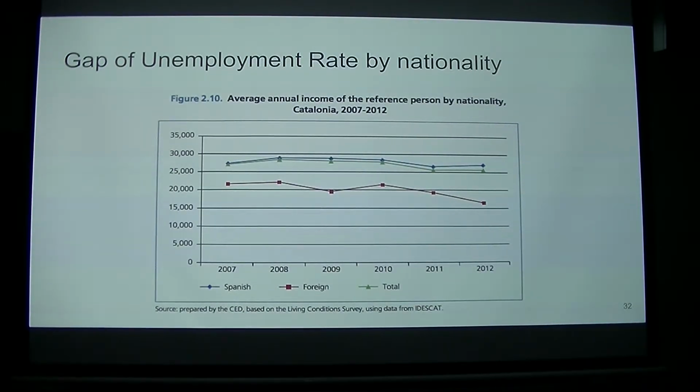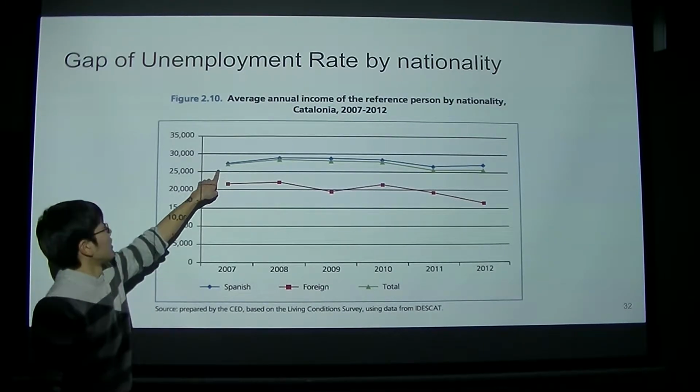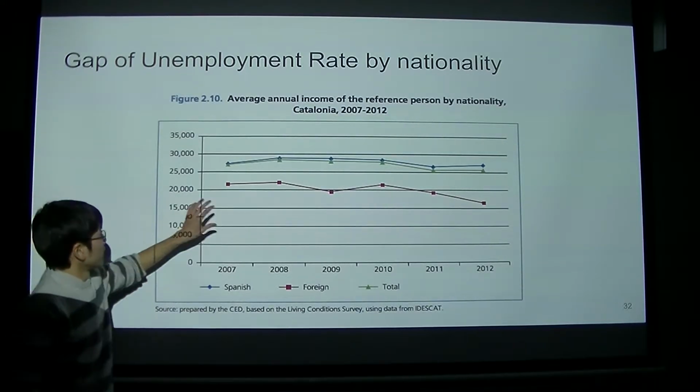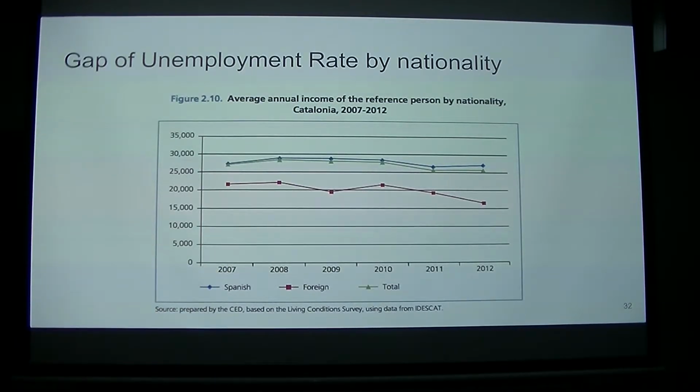This is not the unemployment rate, but income level. The blue is Spanish, and this is the average annual income of the reference person by nationality. So per person, per capita. So we can see that the average foreign income is relatively lower.